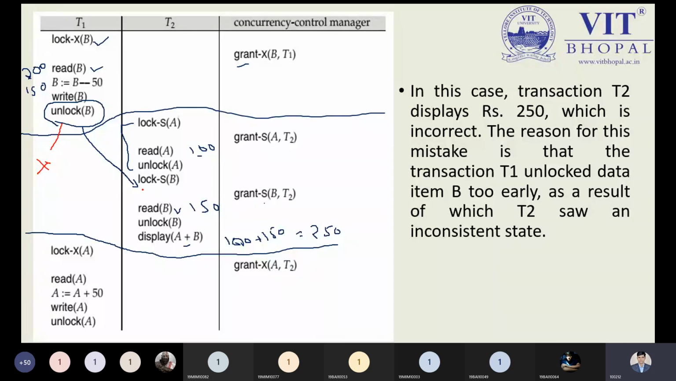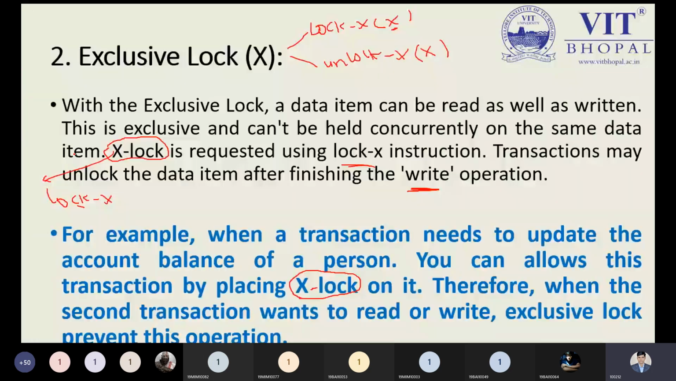Can we use this point if we are not unlocking B? No, sir, I think it is not possible, because now it is written over here. Everything is written over here.